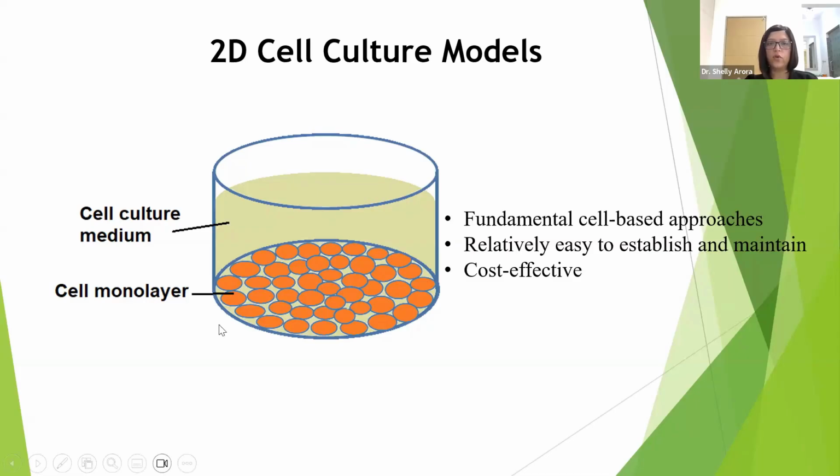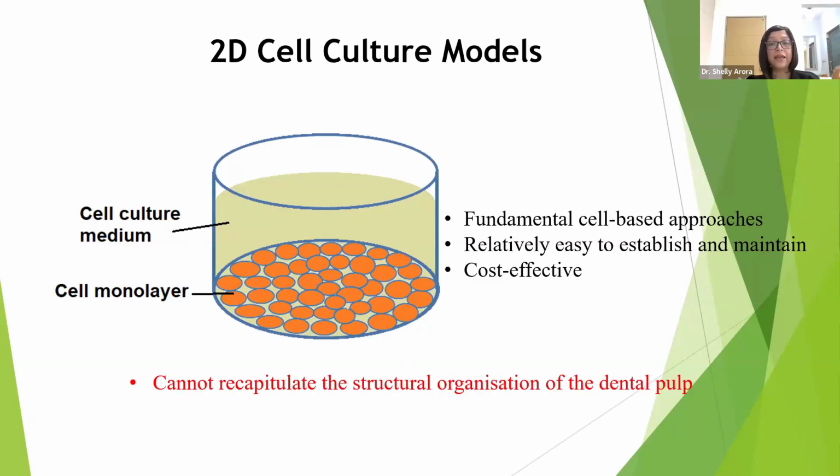Okay, if you see here, this is a monolayer of cells in the culture vessel. So the cells are growing, and that's what two-dimensional means. They're growing in one plane, the horizontal plane. It is easy to establish and maintain, and cost effective. However, they cannot recapitulate the structural organization.